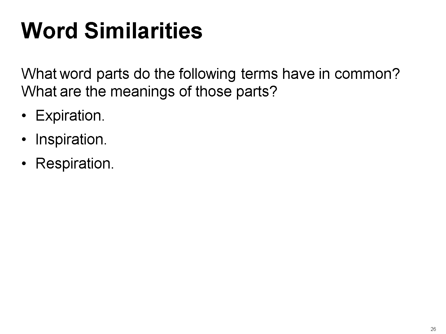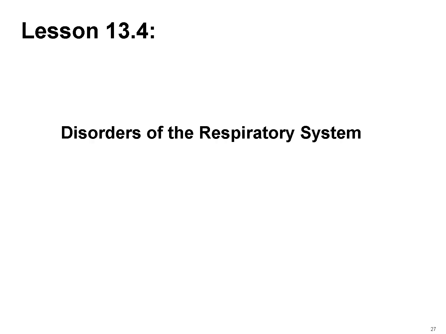The terms we're examining share 2 important parts: spir and ation. Spir means to breathe. Ation refers to a process. When combined, they describe the process of breathing, a core concept in understanding respiratory function. Let's discuss the disorders of the respiratory system.